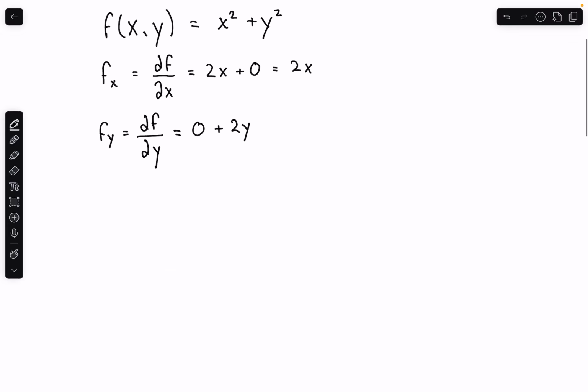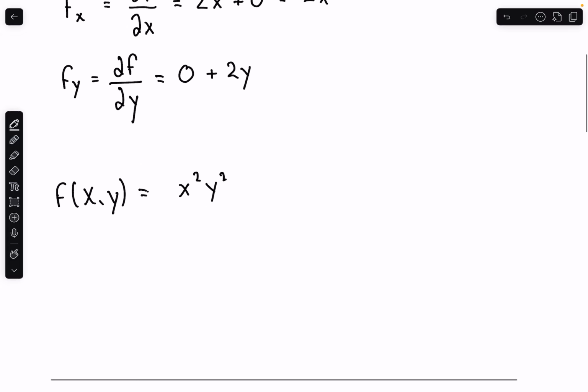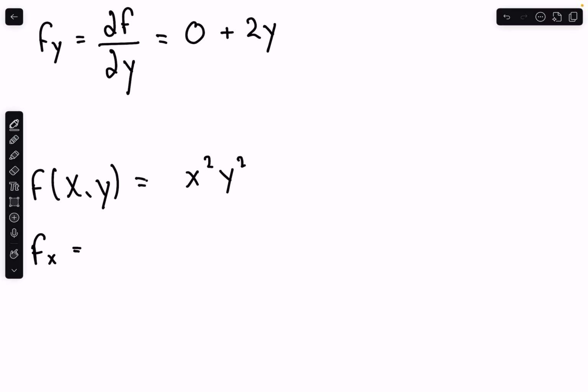Another slightly trickier example, say we have some function that takes x and y. That's x squared times y squared. We're going to think about this the exact same as if we had a function like 3 times x squared, because 3 is just a constant. So if we take the partial derivative with respect to x, we take the derivative of x just like we normally would, 2x, and y squared stays the same because it's a constant.